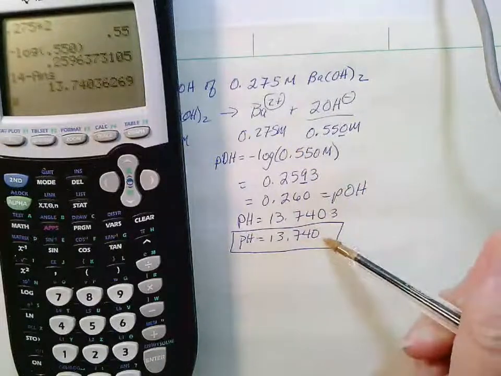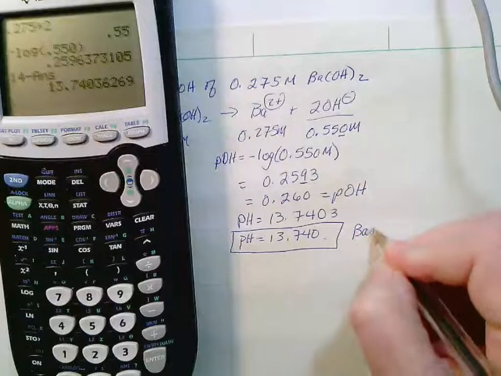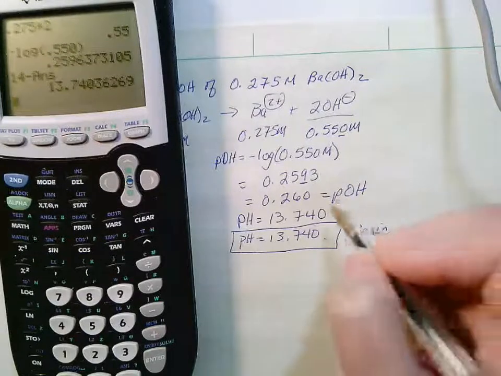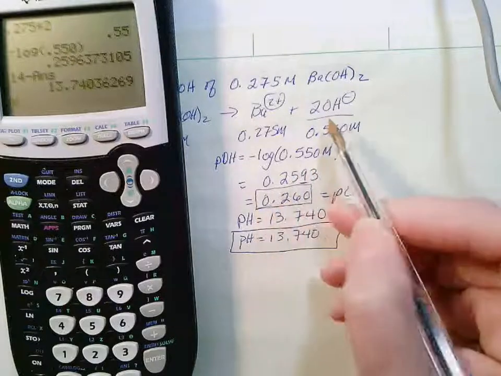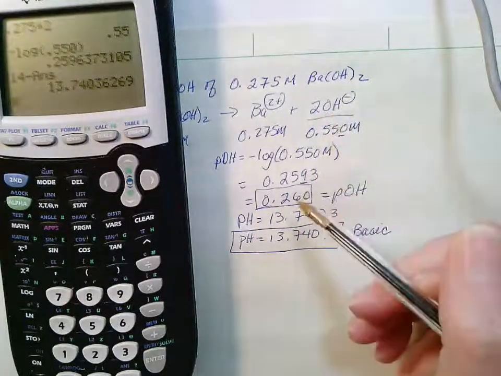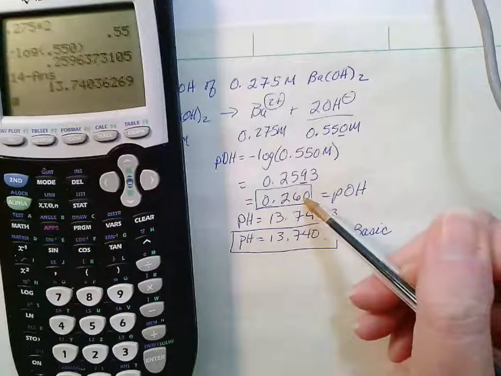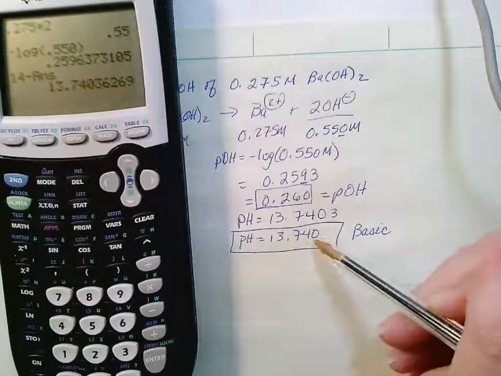And that makes sense because I've added a base. I should get a pH number that's above 7 because this solution needs to be basic. One check you might want to think about at this point when you get a number, look back and see what you put in solution. If it's a hydroxide, you have to remember that this is not the correct answer for pH. That is pOH. This is pH.